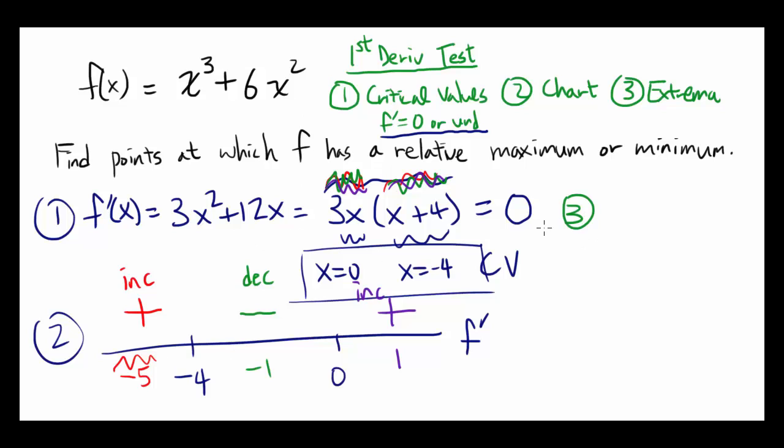Well, extrema are the values where the function changes from increasing to decreasing or decreasing to increasing. So we have negative 4 and 0 both being extrema. Well, the function is increasing to the left of negative 4 and decreasing to the right of negative 4. So negative 4 is going to be the relative maximum. And the function is decreasing to the left of 0 and increasing to the right of 0. So 0 is going to be the relative minimum.